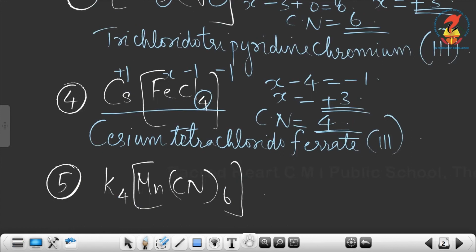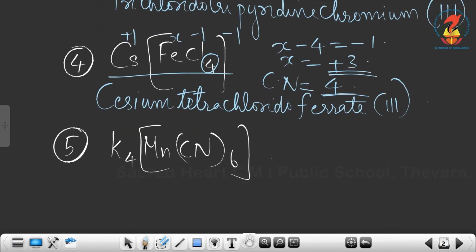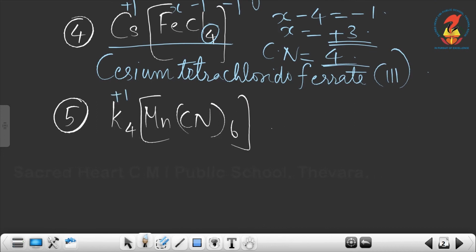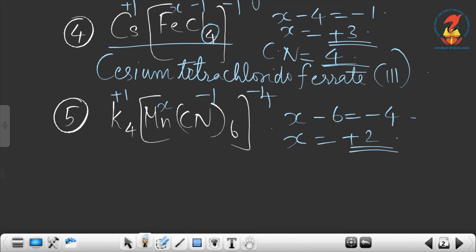Now the last question is K4[Mn(CN)6]. Here let's find the charge of K4. This will be minus 4. Now manganese, Mn is manganese. Let's find the oxidation number. X minus 6 is equal to minus 4, so X will be equal to plus 2.